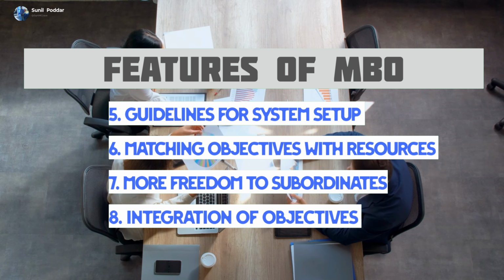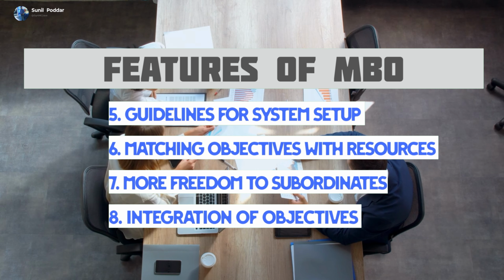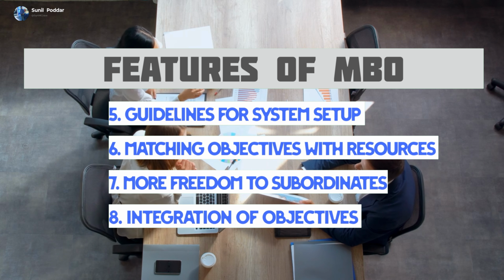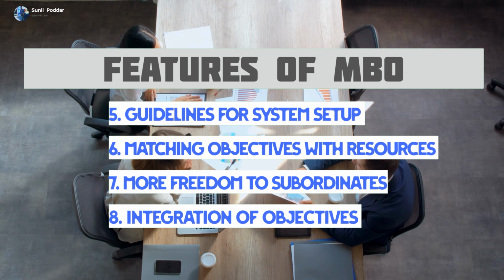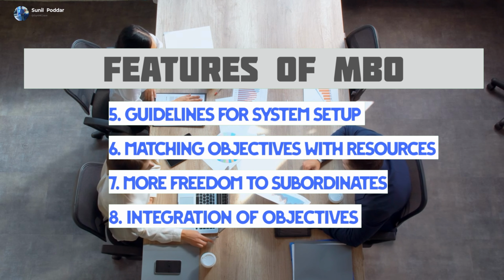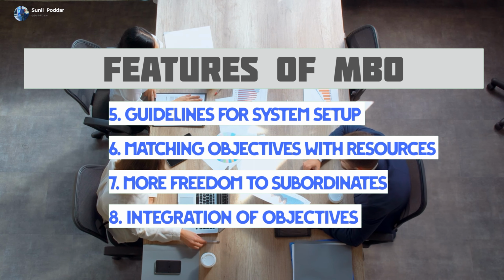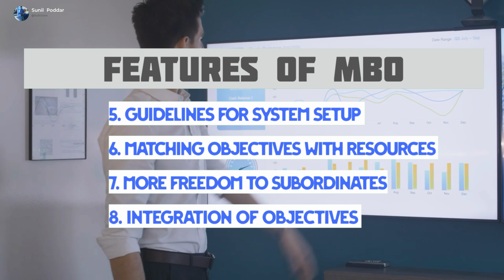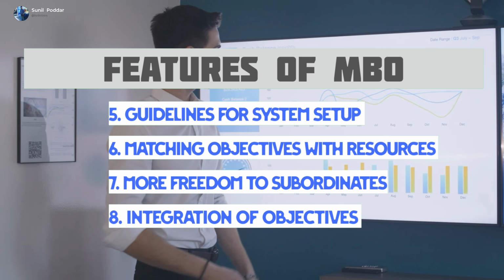More freedom to subordinates. MBO provides subordinates with autonomy to decide how to achieve their objective. For example, a sales manager might be given the freedom to design and execute their own sales strategy to meet their targets. Integration of objectives. MBO aligns organizational, departmental, and individual goals. For example, in a global corporation, the overall objective of increasing market share might lead to department-specific goals like improving product quality, which in turn shapes individual performance targets.